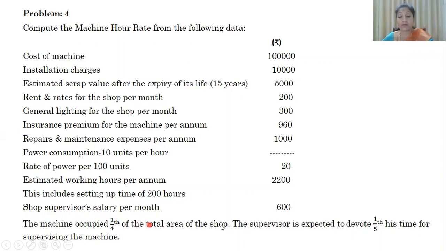So the supervisor is devoting 1/5 of his time to supervising the machinery. The whole shop supervisor salary is 600 rupees, paid for looking after 5 machines. Is that right?